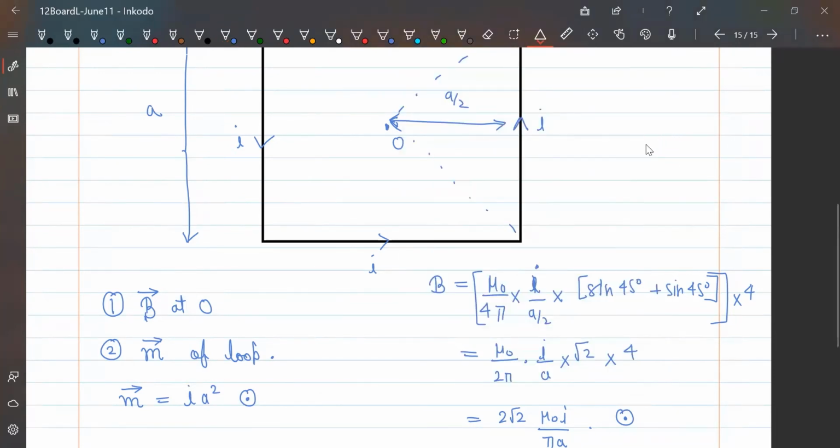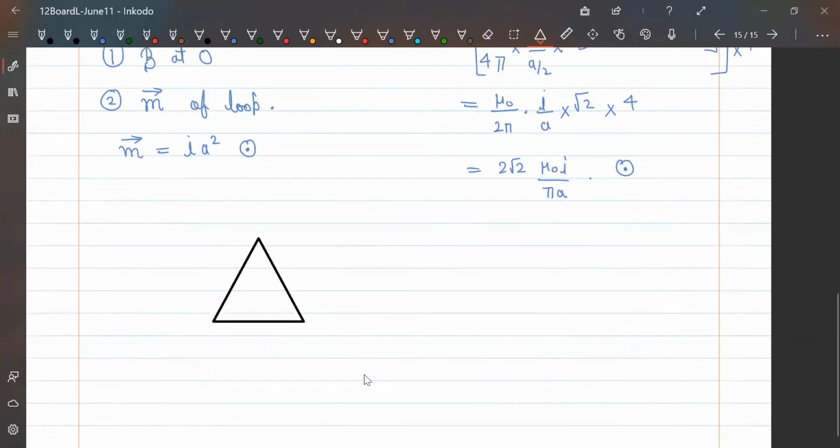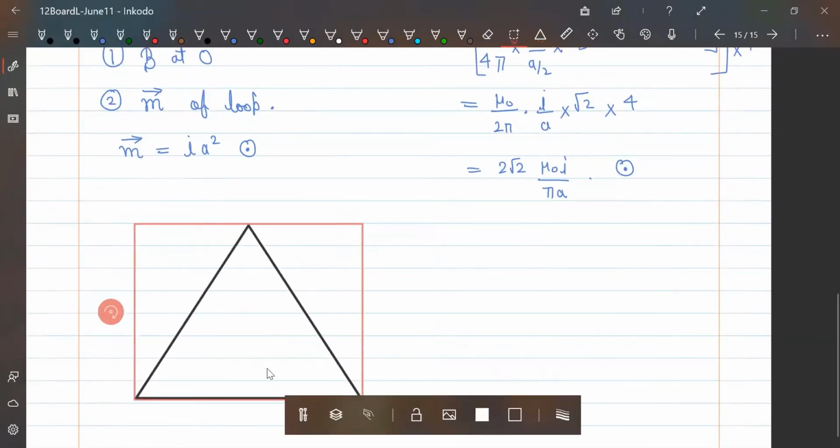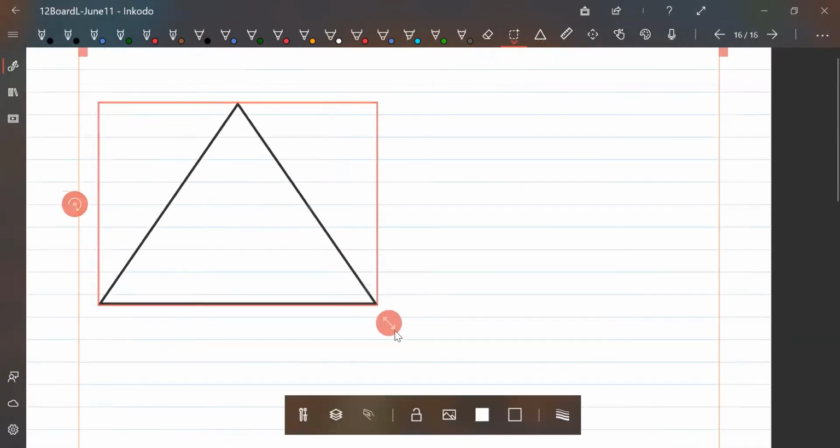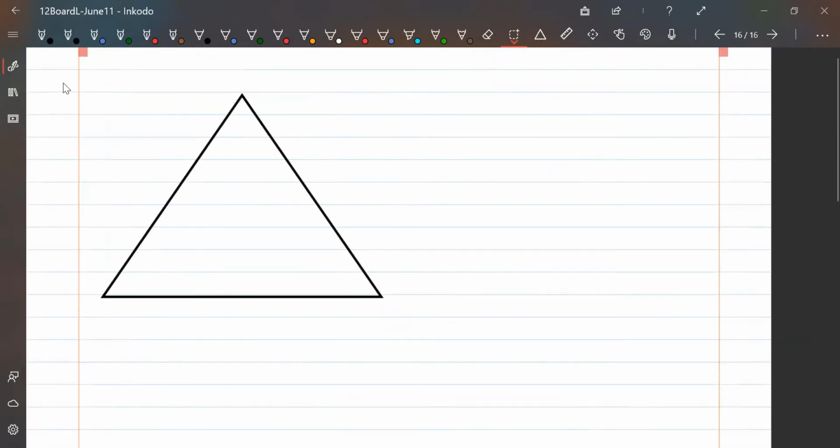Okay. Next, let us say we have a shape like this, and there's a current in this loop. Current is I in the anticlockwise direction. The side length is a. It's an equilateral triangle.